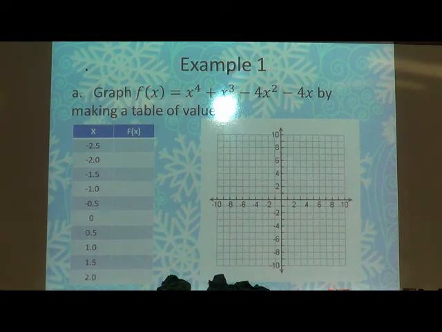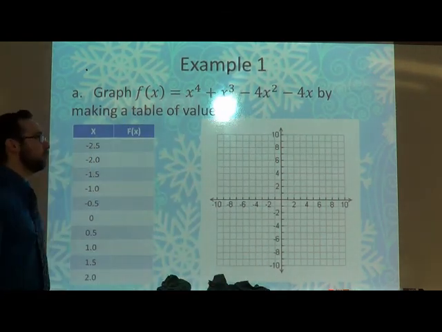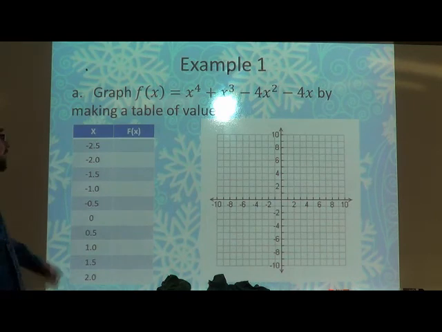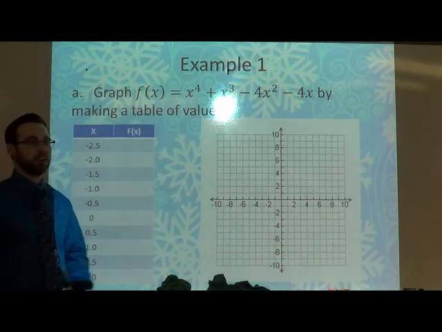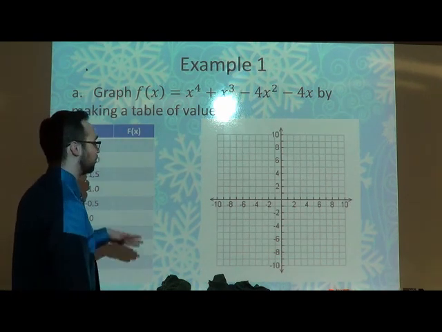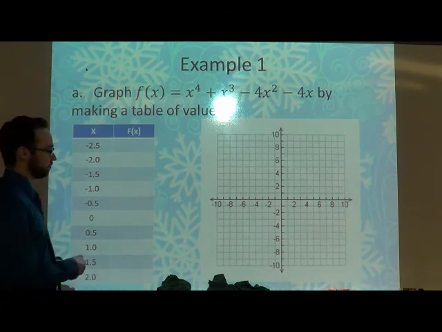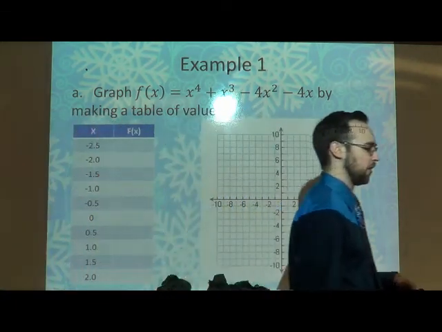Let's take a look at this first function, x to the fourth plus x cubed minus 4x squared minus 4x. Making a table of values. There is a way to graph this without making a table of values, but we're not going to worry about that. We're just going to start by making a table of values. You want to go every half step, as I've done here, and that'll give us a general idea of what these points should be.